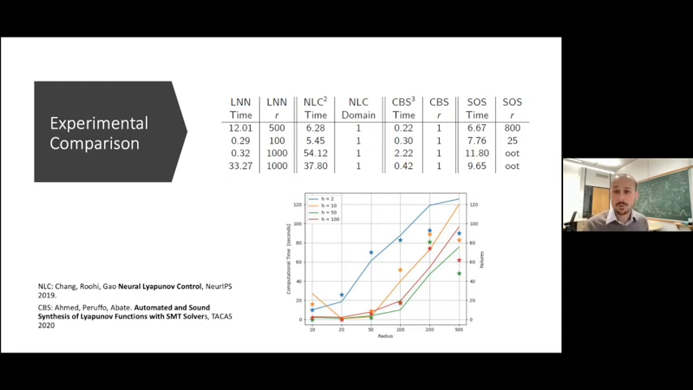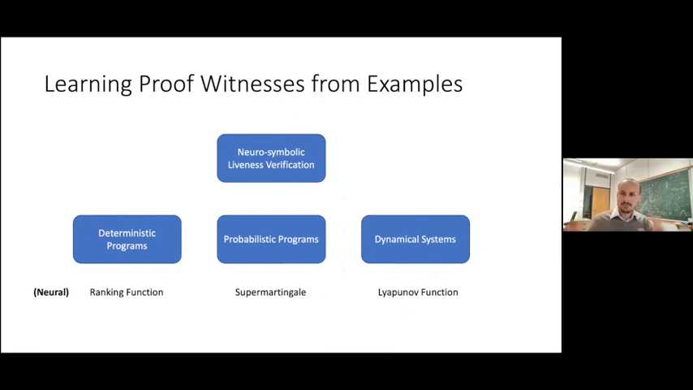Now, wrapping up, same method applied in three different domains. We can call this a neurosymbolic method because it combines neural networks and symbolic reasoning for liveness verification. And we applied this in three different domains: deterministic programs, probabilistic programs, and dynamical systems, each of which has its own witness of termination. For deterministic programs it is the ranking function, for probabilistic programs it is the supermartingale, and for dynamical systems it is the Lyapunov function. And here the idea is, we know what these three objects are, let's use a neural network to model them, and then train the neural network.